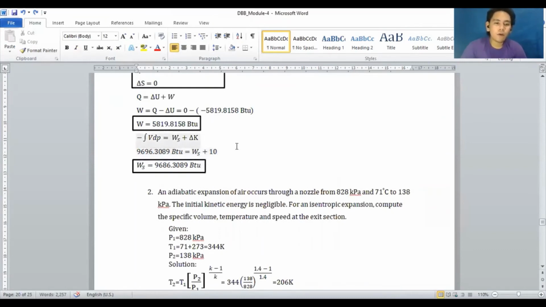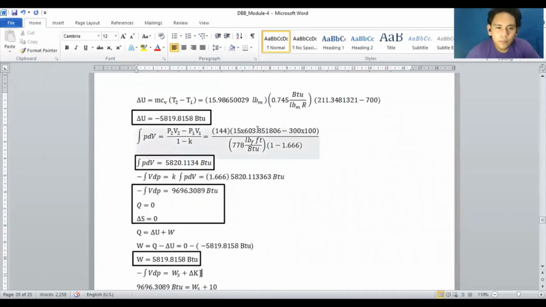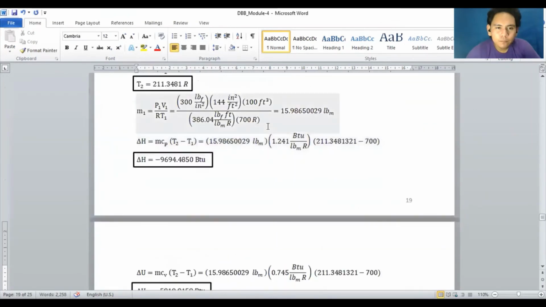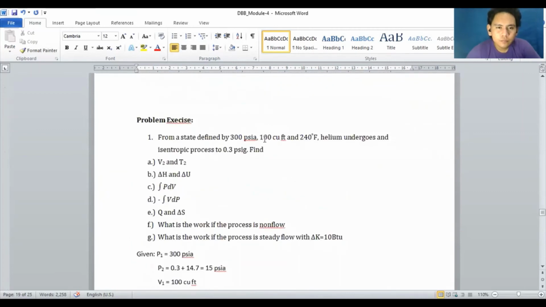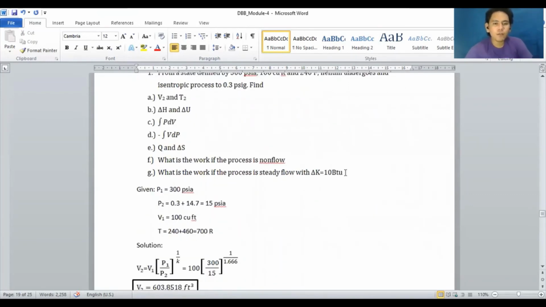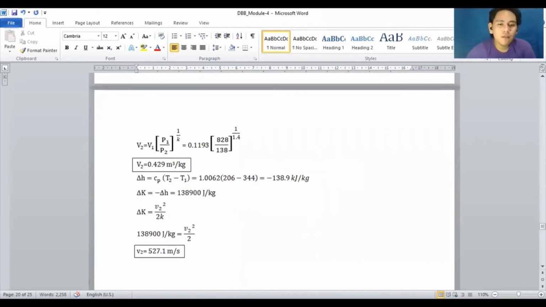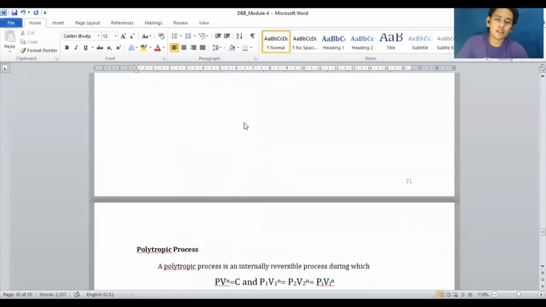Okay, so now your steady flow is WS plus delta K. Since delta K is 0... we are given a delta K, actually. Delta K is 10 BTU. What is the work of the process? Steady flow with delta K is 10 BTU. So if the problem does not state the value for delta K, you have to make delta K 0. So that's it for the isentropic process.